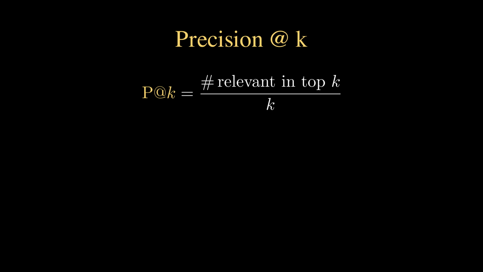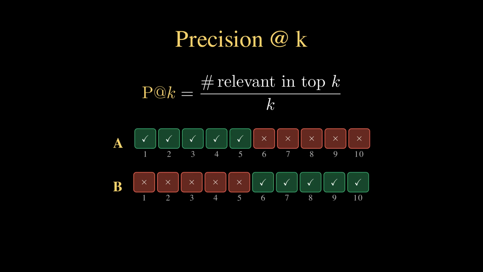The standard answer to how good is this list is precision at k. You take the top k recommendations and ask what fraction of them are relevant. Simple enough. If we pick k equal to 5, the first system gets a perfect score and the second one gets 0. So precision at k captures the gap as long as we pick the right k, but at k equal to 10, both systems land at 0.5. The metric stops seeing the order inside the window.